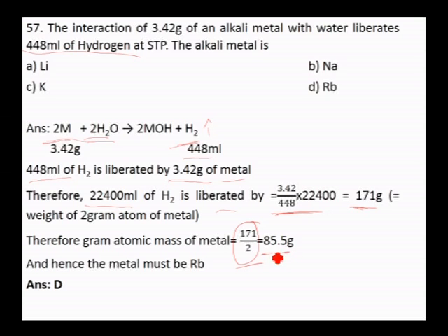So the atomic mass of the alkali metal is 85.5, which is definitely a heavier alkali metal like rubidium, which is there in the option, because lithium, sodium and potassium are all light metals, and therefore rubidium with option D becomes the correct answer.